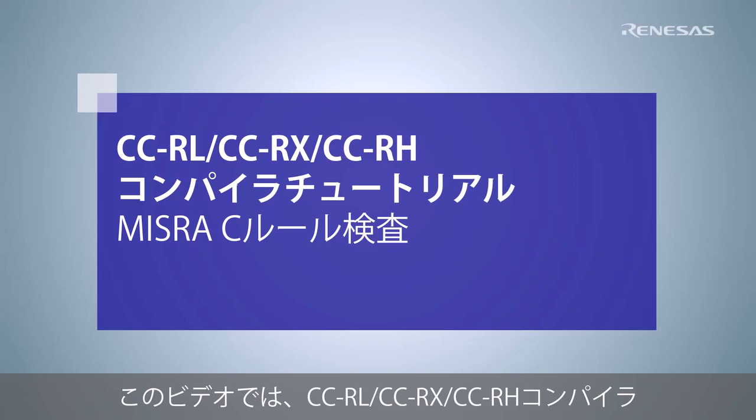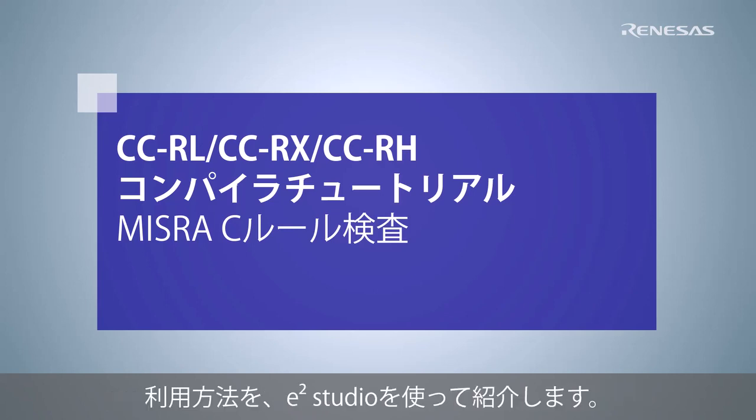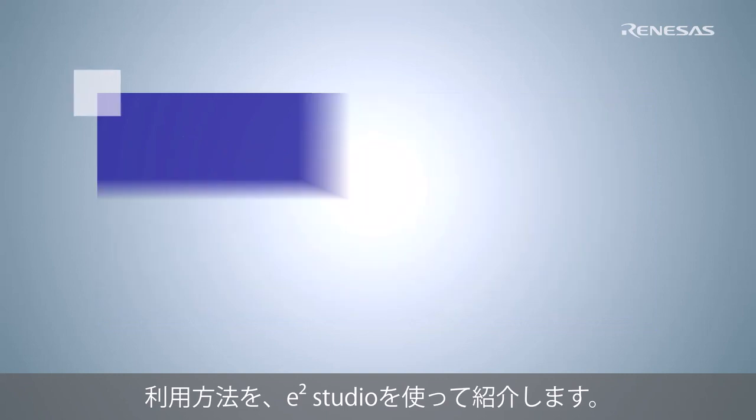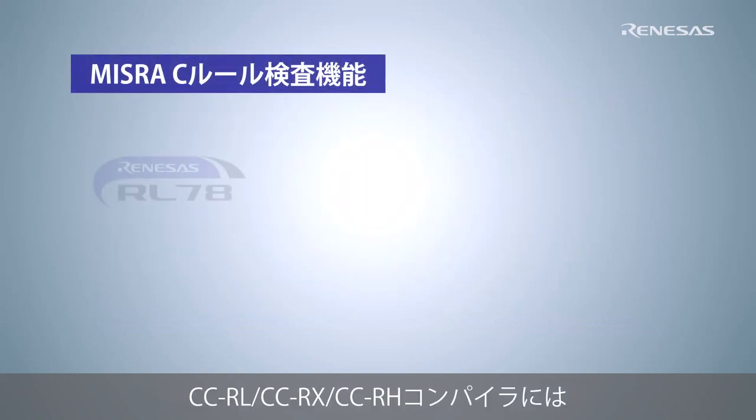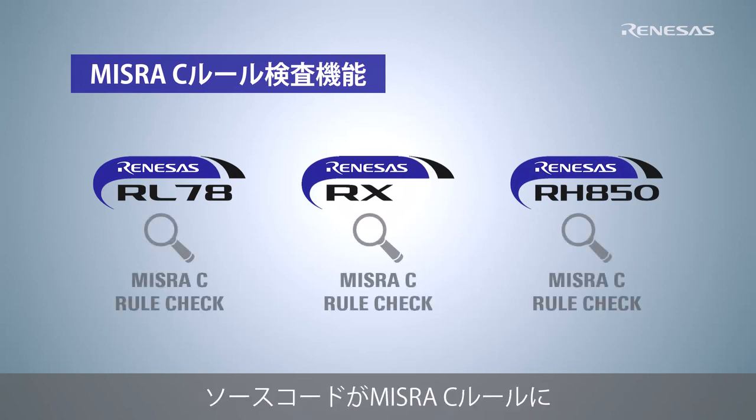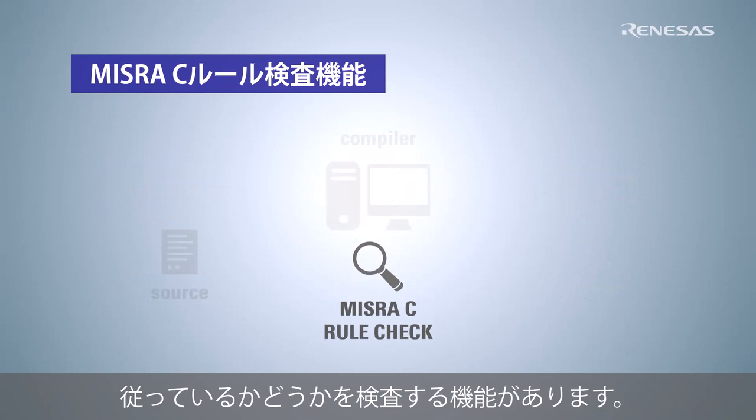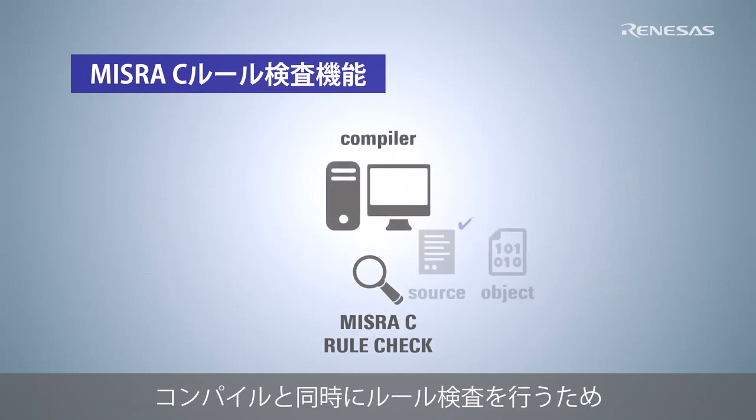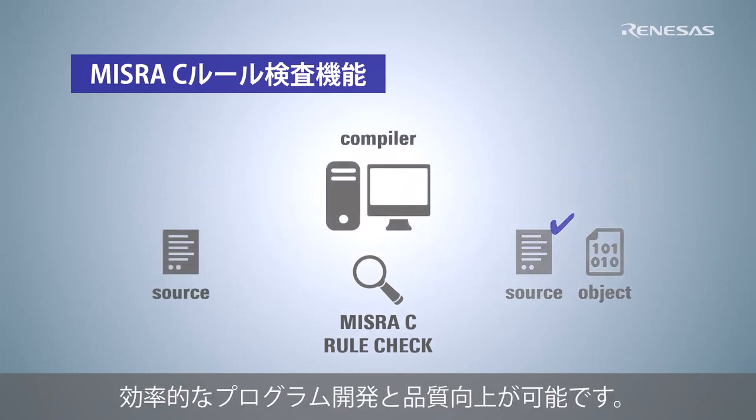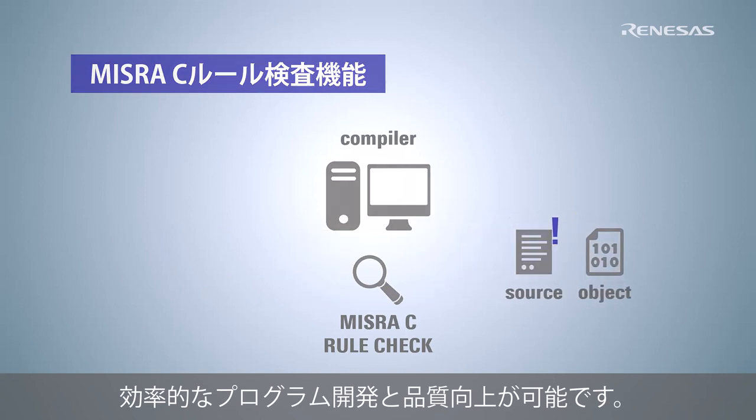This video demonstrates how to use Misra C rule check, a feature of the CC-RH compiler professional edition, using e² studio. The CC-RH compiler has a feature to check if the source code follows the Misra C rules. The rule checking is performed concurrently with compilation, enabling efficient program development and quality improvement.